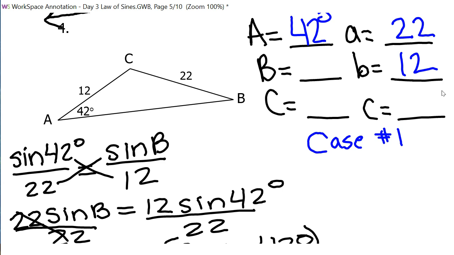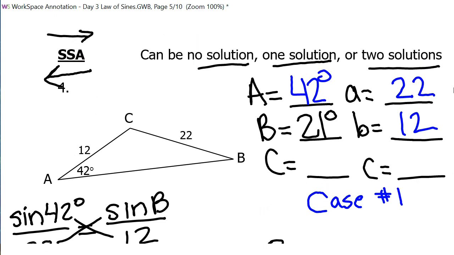Okay, so let me fill in my cases. So that's the answer for case 1. So over here, B is 21 degrees. Now this is where students get confused for some reason. To find angle B for case 2, you subtract from 180 degrees. If I take 180 degrees and subtract the case 1 degree, which was 21 degrees, what is 180 degrees minus 21 degrees?